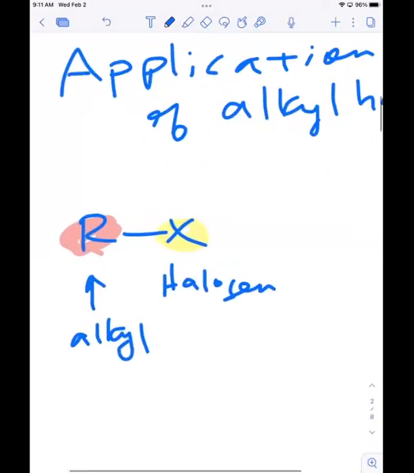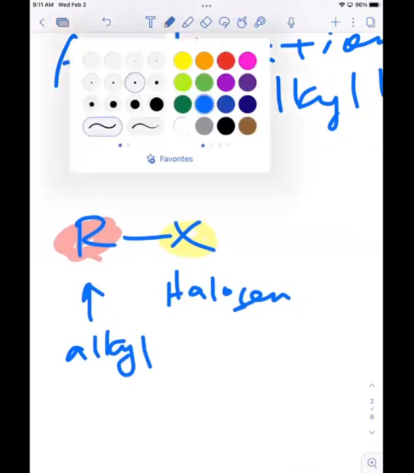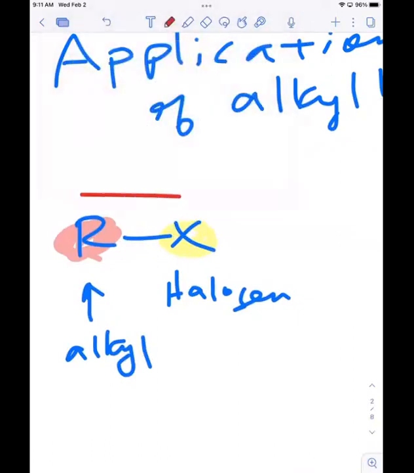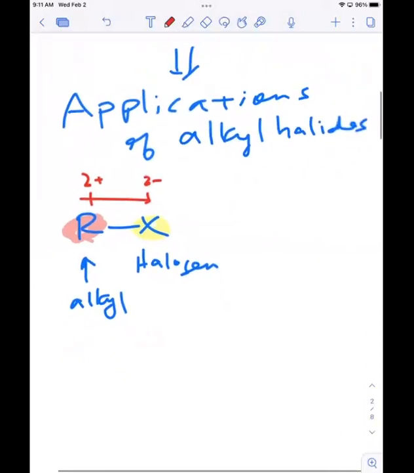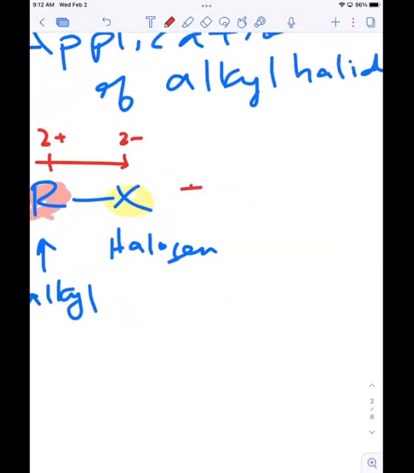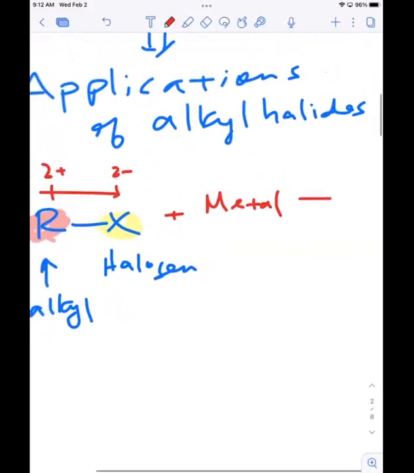And as you can imagine, this is a highly polarized bond right here. This is going to be polarized towards the halogen, because the halogen is typically more electronegative than carbon. And if I take that alkyl halide and I react it with some metal, I'm going to generate what's called an organometallic.